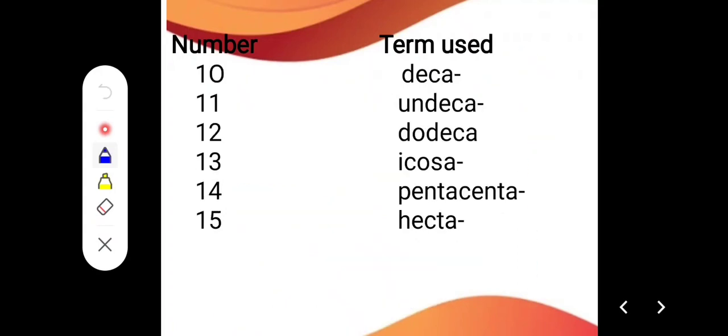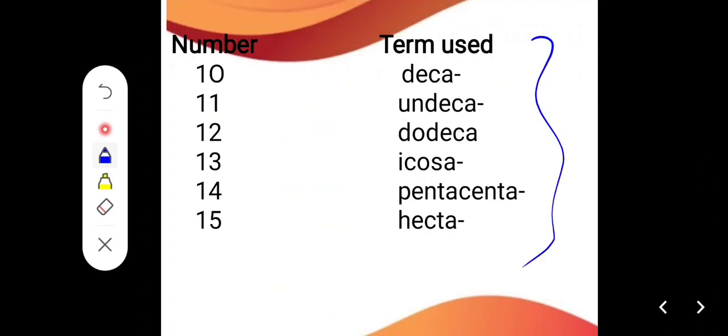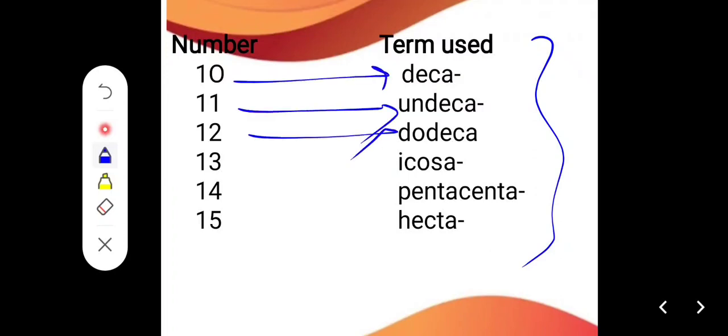Okay, these others are not so much used, but we have to consider all these things. Okay, for 10 functional groups we say deca, 11 undeca, 12 dodeca, 13 trideca, 14 tetradeca, and 15 pentadeca. Okay.